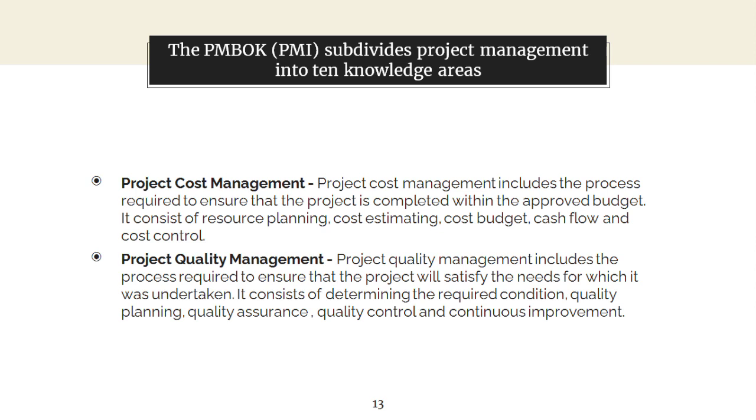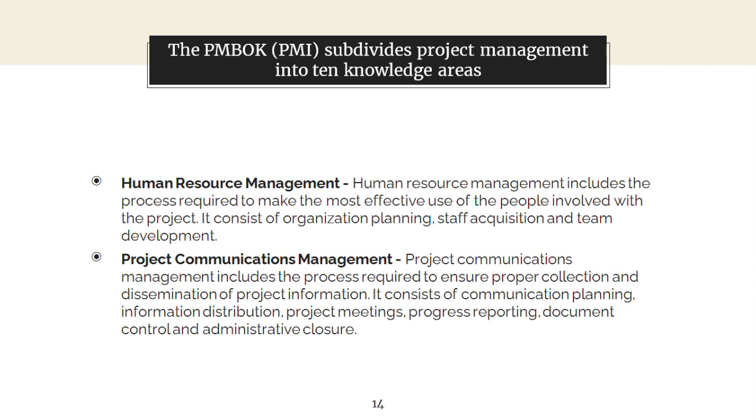Fourth, project quality management. Project quality management includes the process required to ensure that the project will satisfy the needs for which it was undertaken. It consists of determining the required condition, quality planning, quality assurance, quality control, and continuous improvement. Fifth, human resource management. Human resource management includes the process required to make the most effective use of people involved with the project. It consists of organization planning, staff acquisition, and team development.